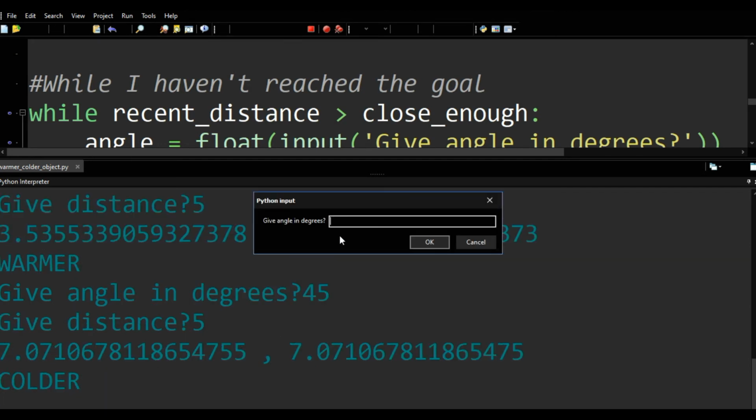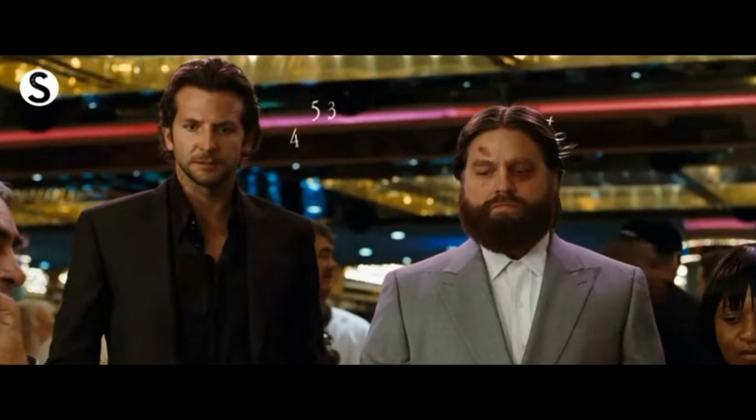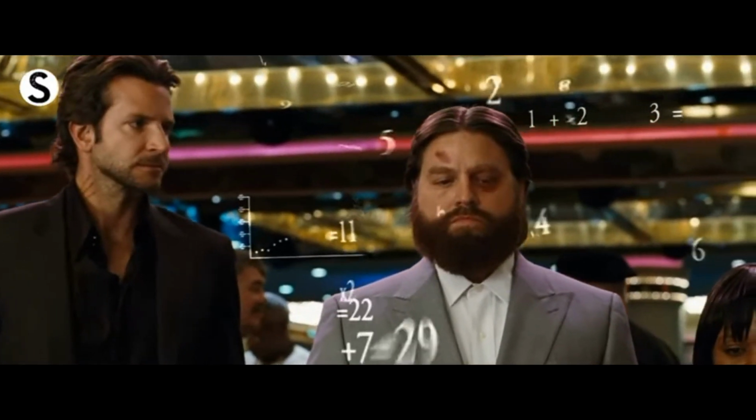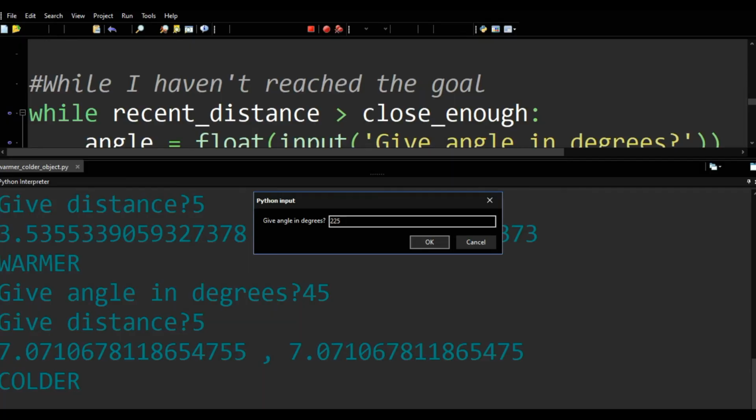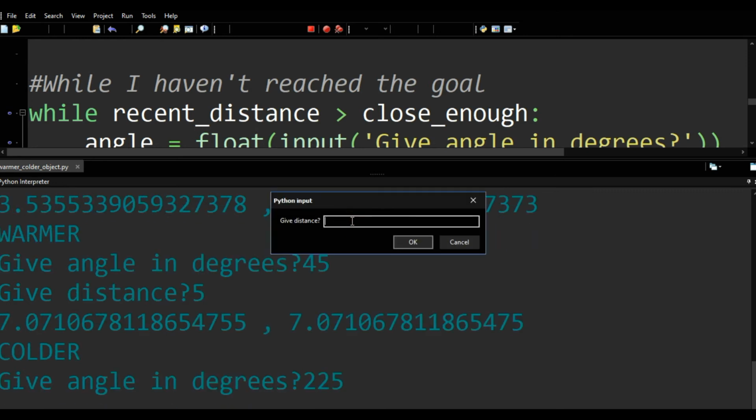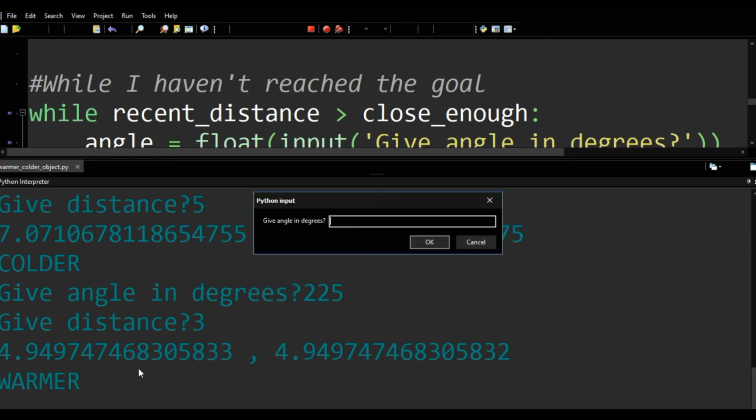I had 3.5, 3.5 as my xy. Now I have 7, 7. All right, it looks like I went too far. So I'm going to head back. Now if I add 45 degrees to 180, I will head directly in the opposite direction I was in before. I'm not going to move as far this time. I'm just going to move a distance of 3. All right, that got me even warmer.